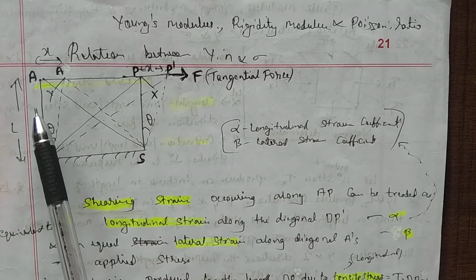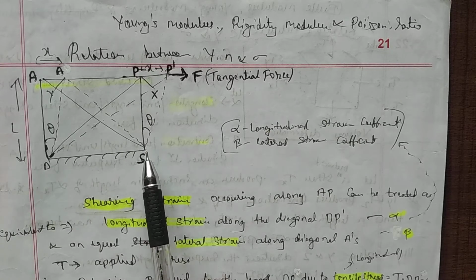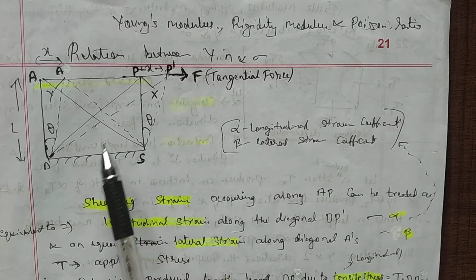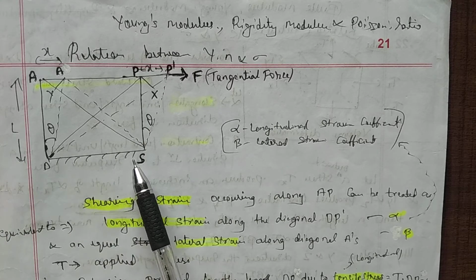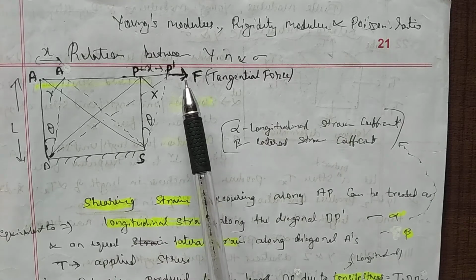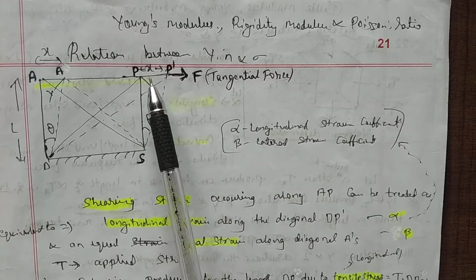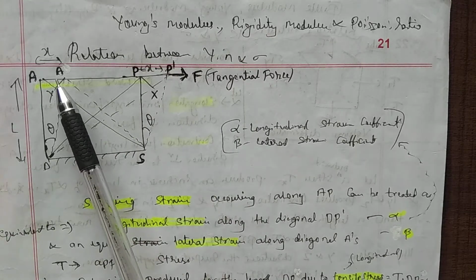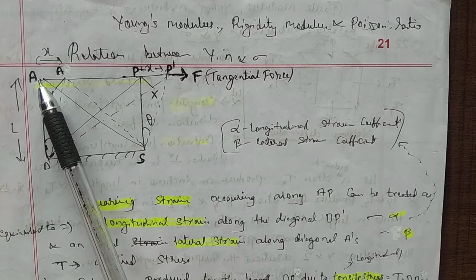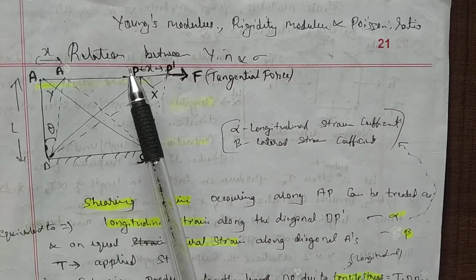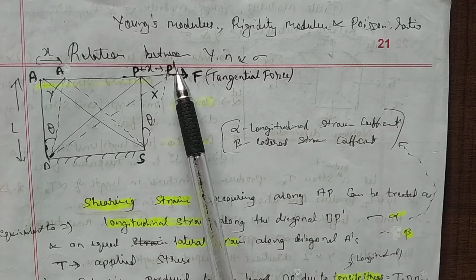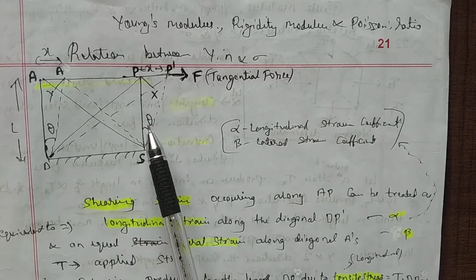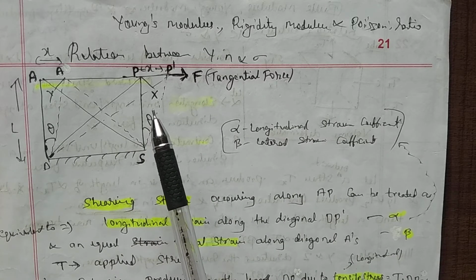Consider a cube of the side A, P, S, D. On that one, the lower edge DS is fixed. Now we apply a tangential force on the upper side. Due to this tangential force, the point A shifts to A dash and similarly P moves to P dash, by making an angle theta. This is a very small angle.